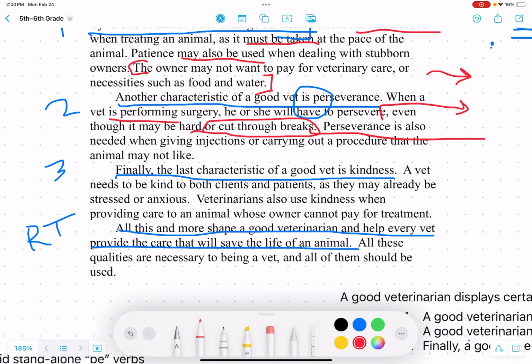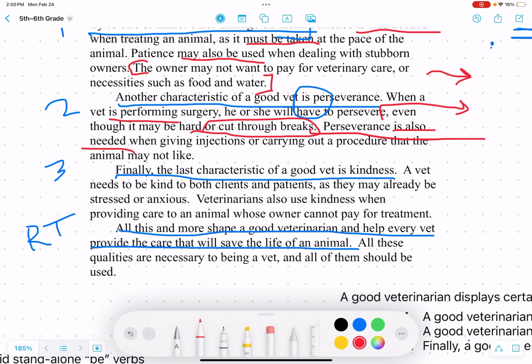And then you have perseverance is also needed. There's another passive. So the vet needs perseverance. Let's just say that. The vet needs perseverance when giving injections or carrying out a procedure that the animal may not like. Yep. And then we already fixed the blue sentence.